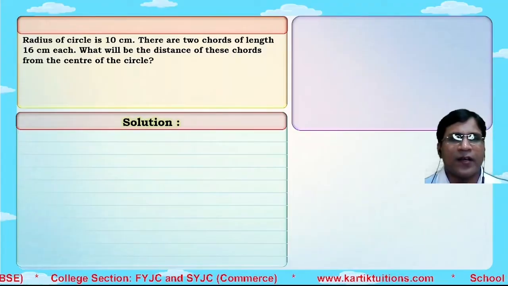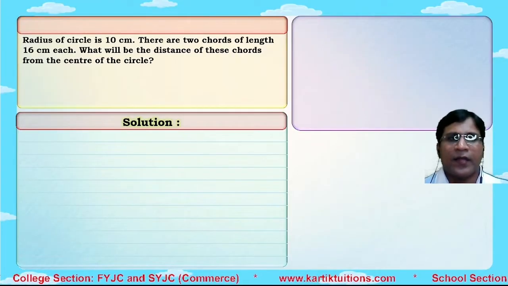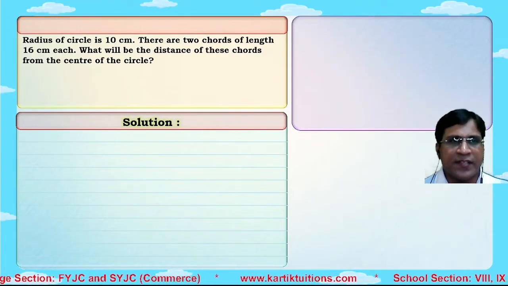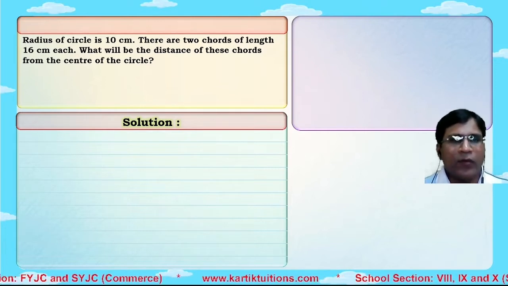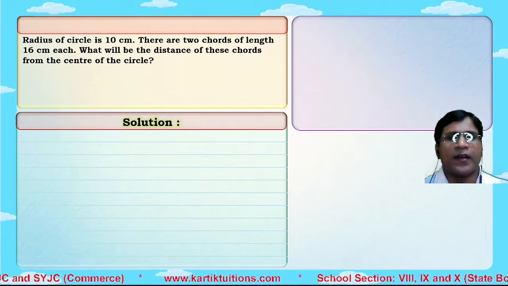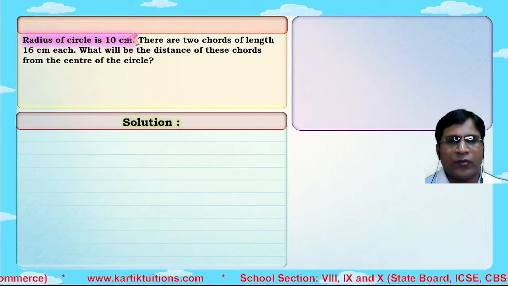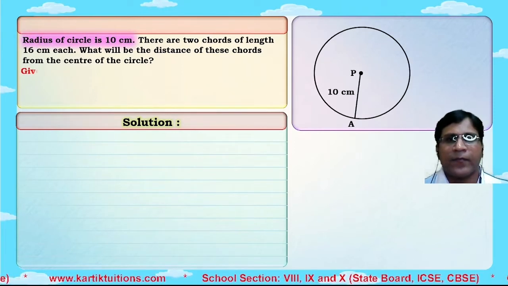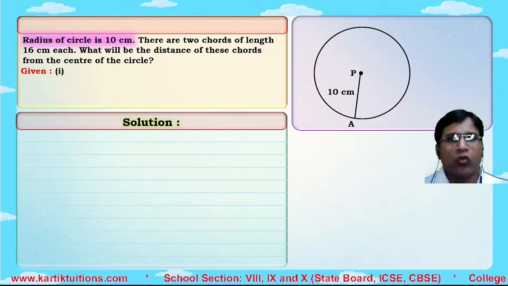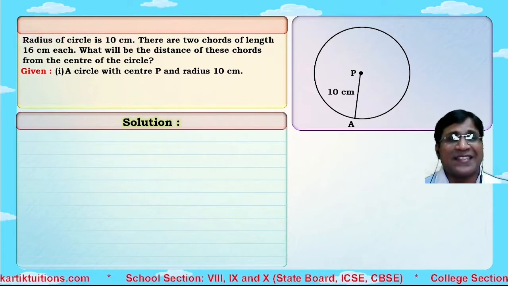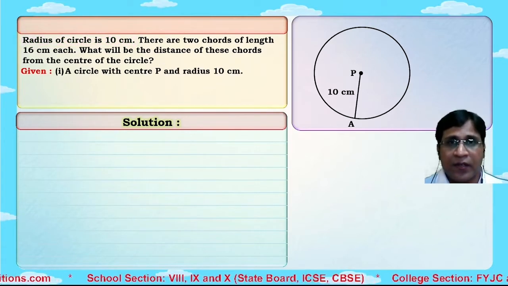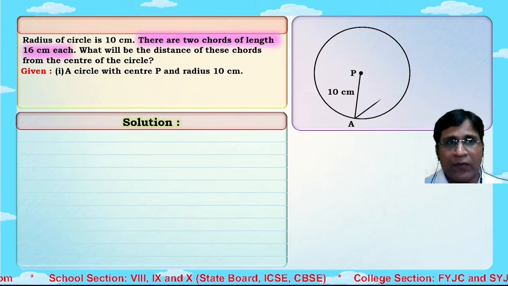The radius of a circle is 10 centimeter. The length of two chords is 16 centimeter each. What will be the distance of these chords from the center of the circle? Now let's break this into parts. We have a circle whose radius is 10 centimeter. Then there are two chords of length 16 centimeter each. Both are of equal length, 16.